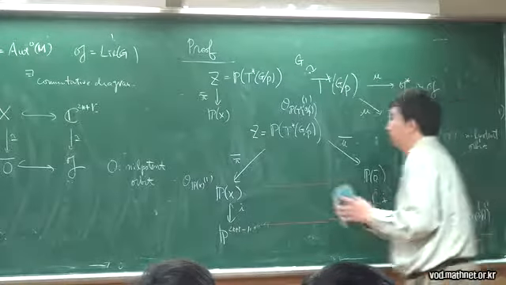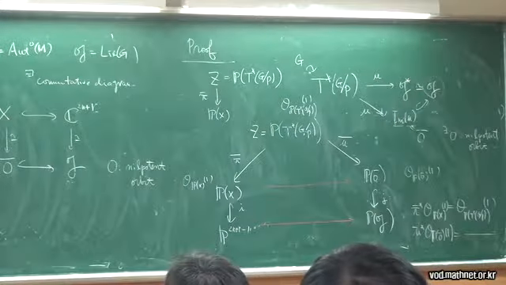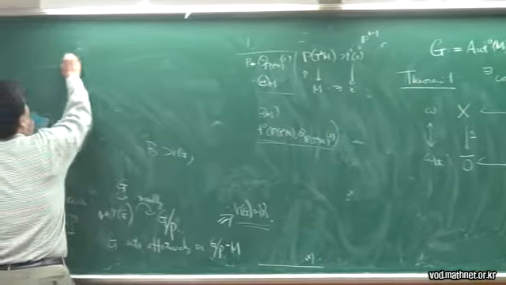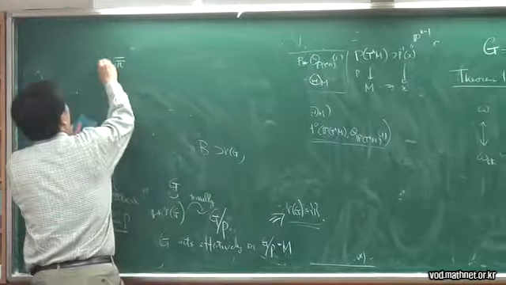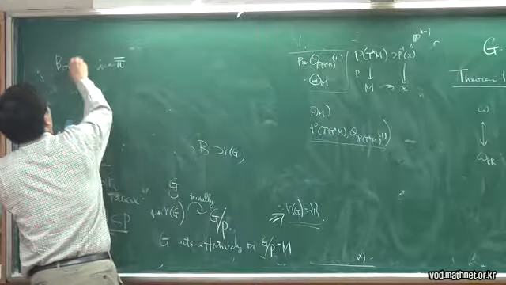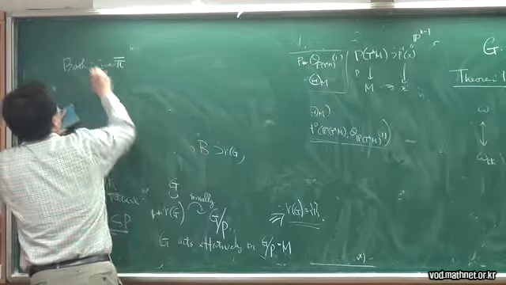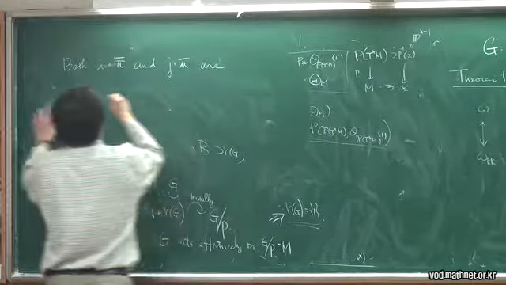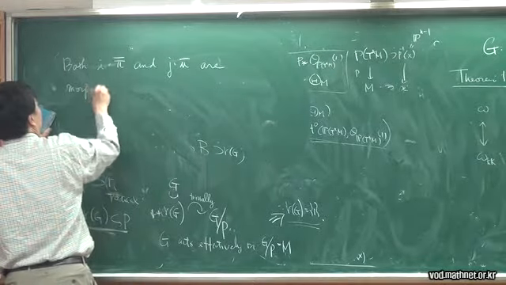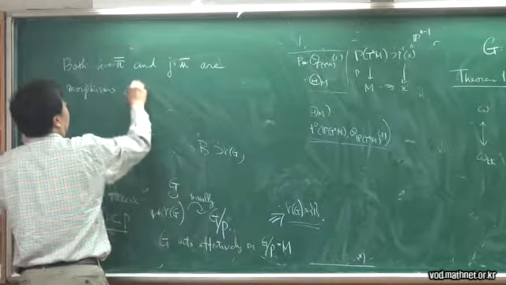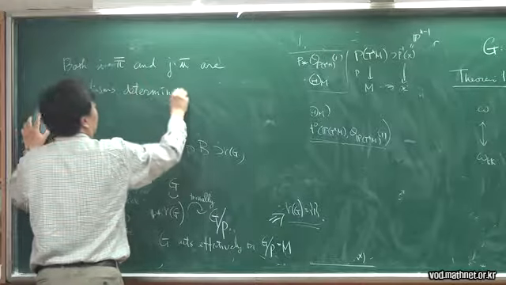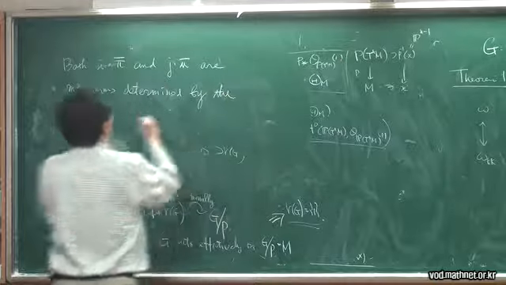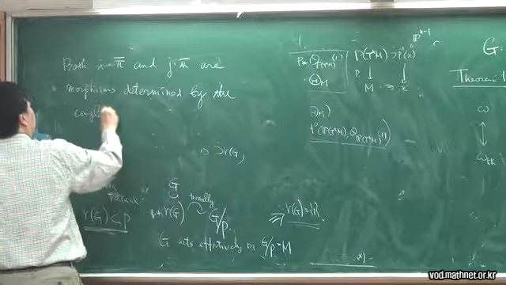So the final thing is to show that pi bar, i, and j, mu bar are morphisms determined by the complete linear system.